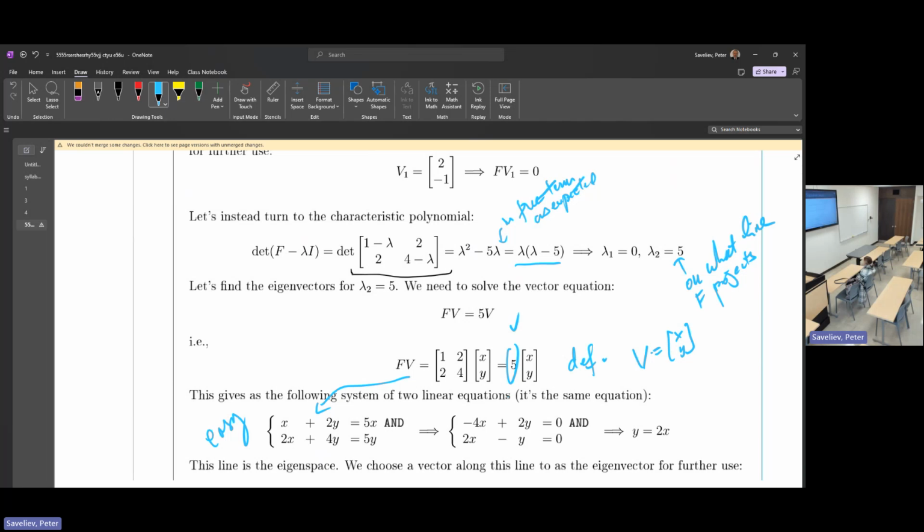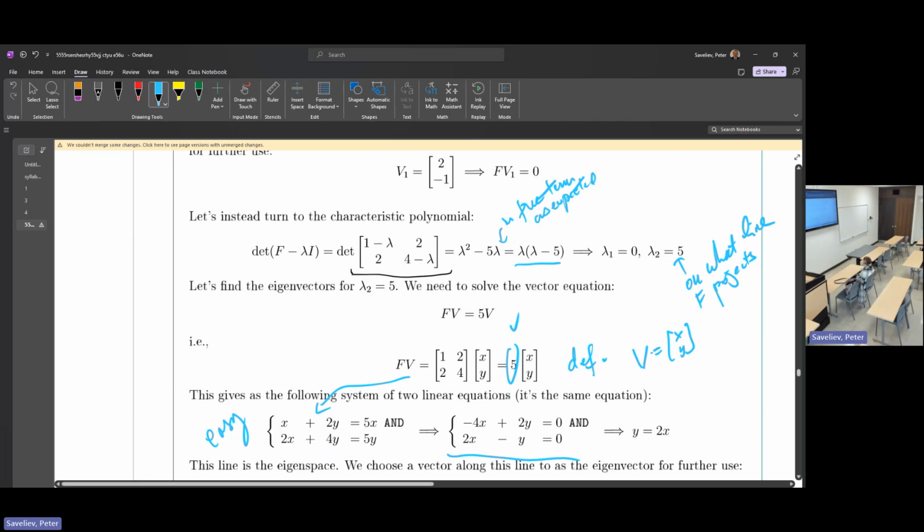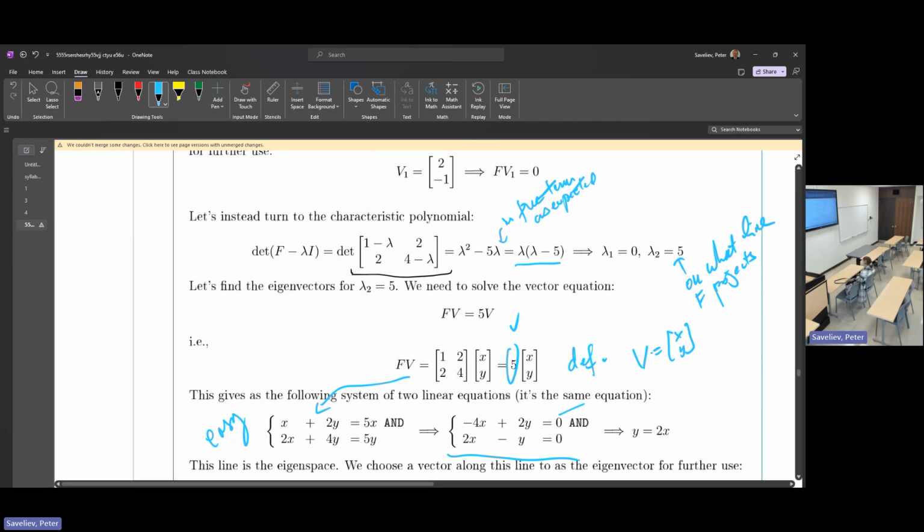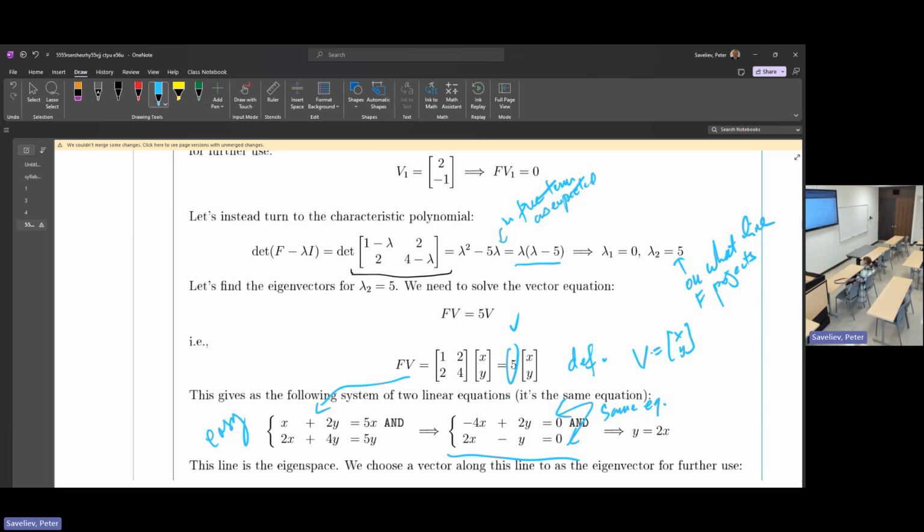Now if you look carefully at it, I bring everything to the left. So I end up with negative 4x plus 2y, and at the bottom, I have 2x minus y, which is not entirely obvious, but it is actually the same equation. You see it? If I just multiply the second equation by -2, I will end up with the first. And that happens every single time. Same equation, so I throw one of them out.